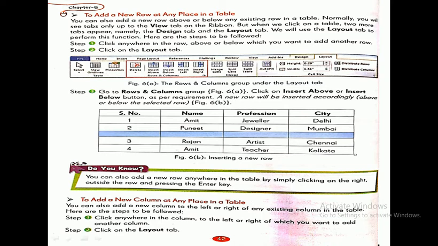You can also add a new row anywhere in the table by simply clicking right outside the row and pressing the Enter key.